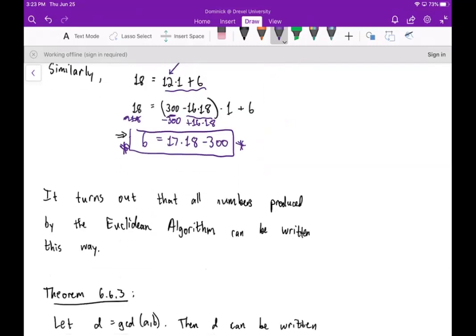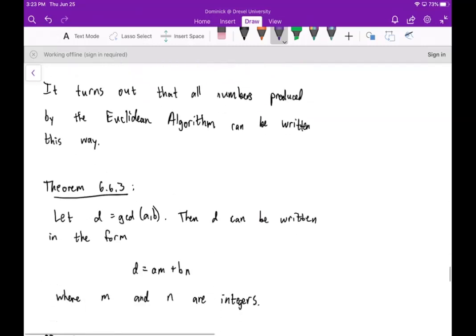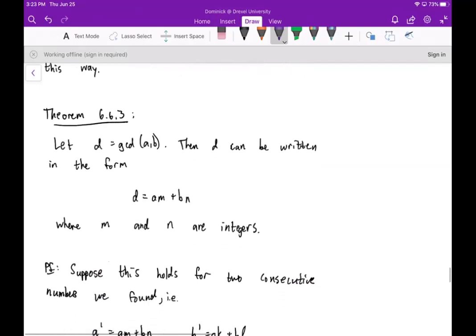It turns out that all the numbers that you produce by the Euclidean algorithm can be written this way, and we'll do a little bit more of this in the next chapter. But this gives us an important theorem: let D be the GCD of A and B, then we can write this GCD in the form A times M plus B times N, where these two numbers are integers. This is going to be what we look at next week. This is an example of a Diophantine equation.